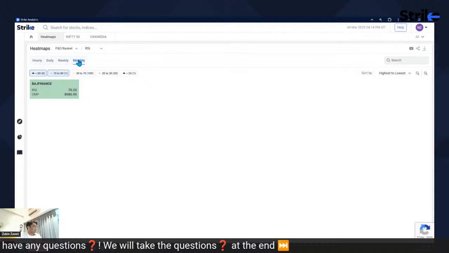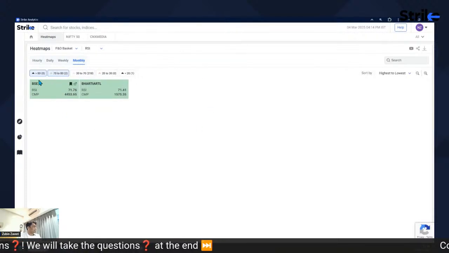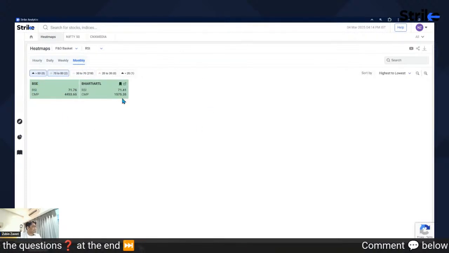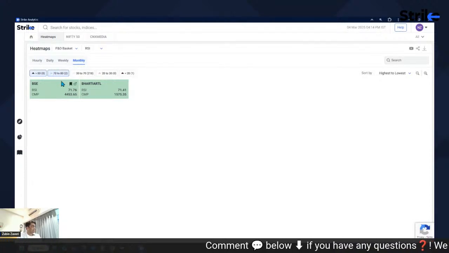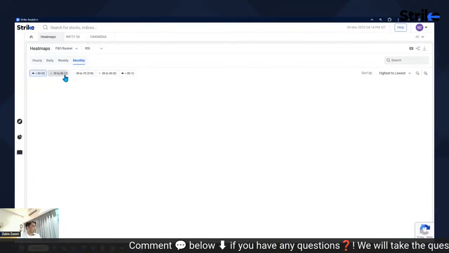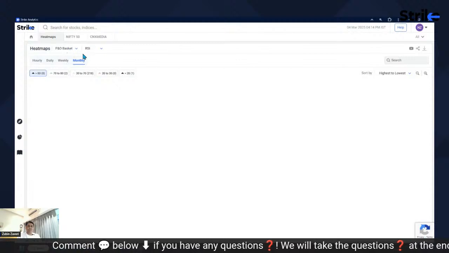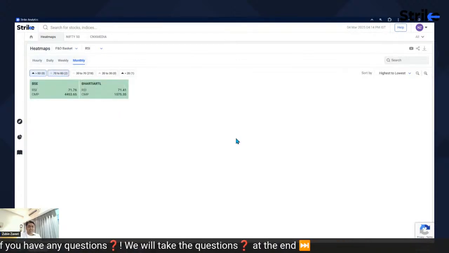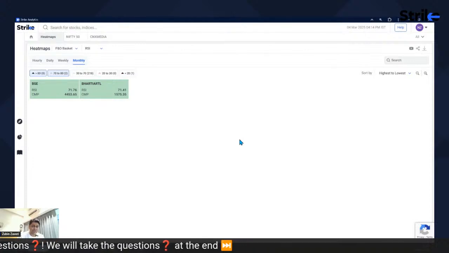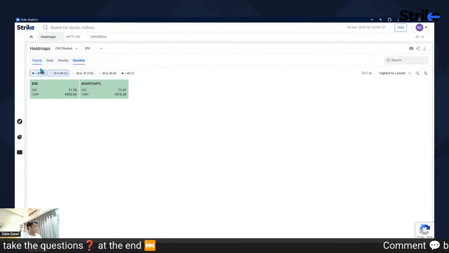Accordingly, you can also look at the monthly time frame chart. On the monthly, BSE and Bharti Airtel are the stocks with RSI greater than 70. There is no stock in the F&O basket whose RSI is greater than 80. This is also suggesting that the stocks' relative strength is still weak, right?